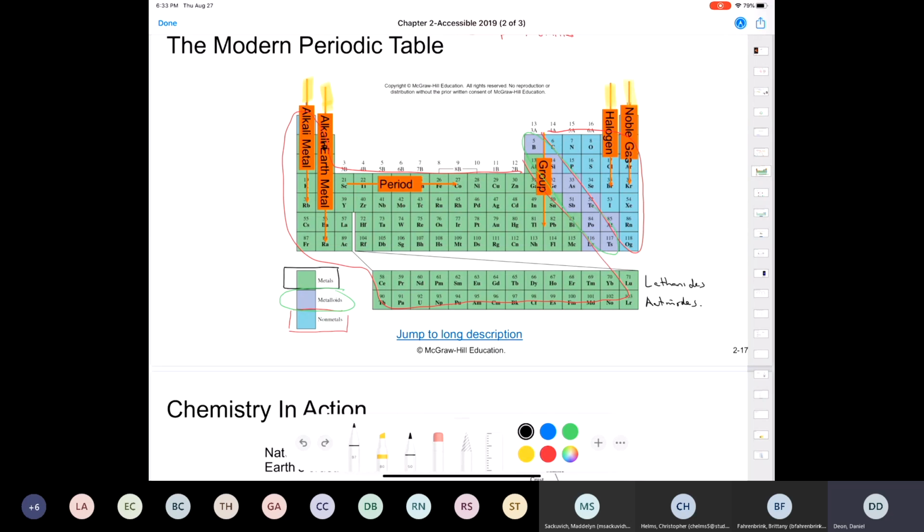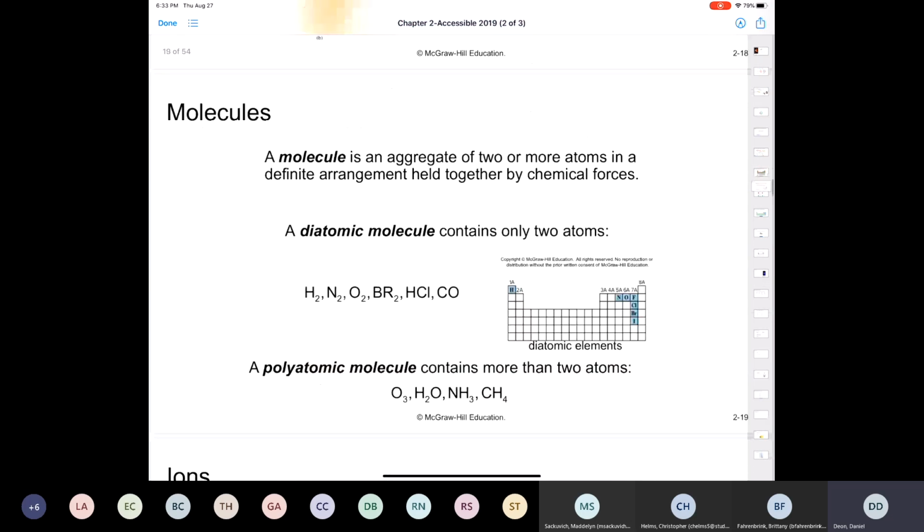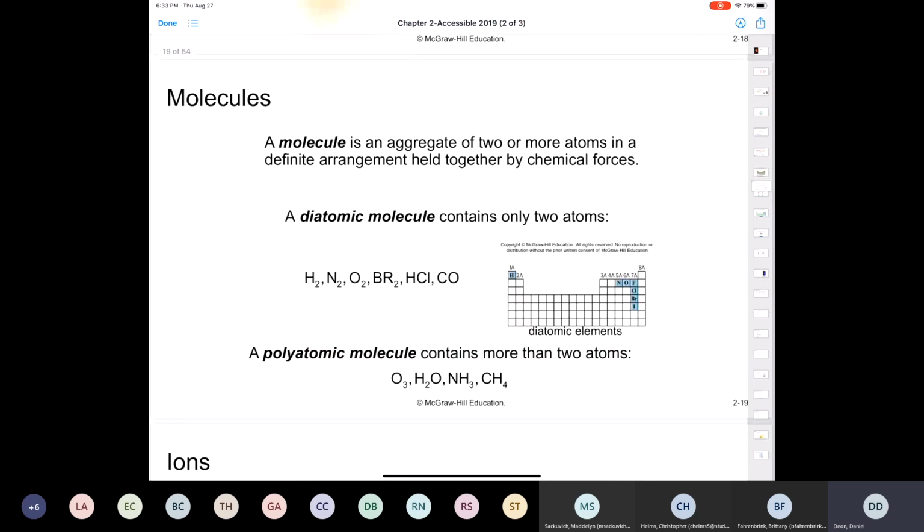Okay. Anyhow, let's talk about, I'm going to skip this part about the chemistry in action. You can read that on your own time, and I want to get right into molecules.